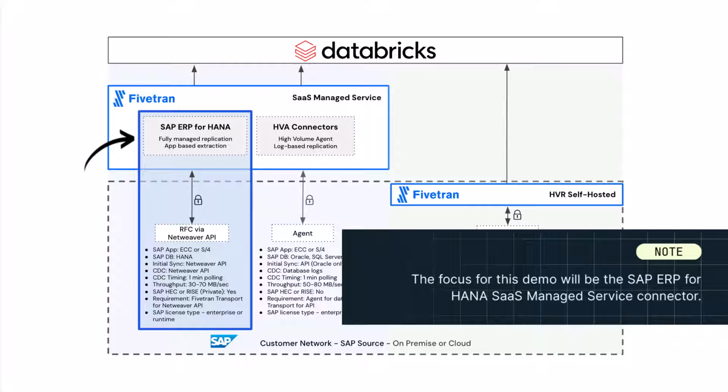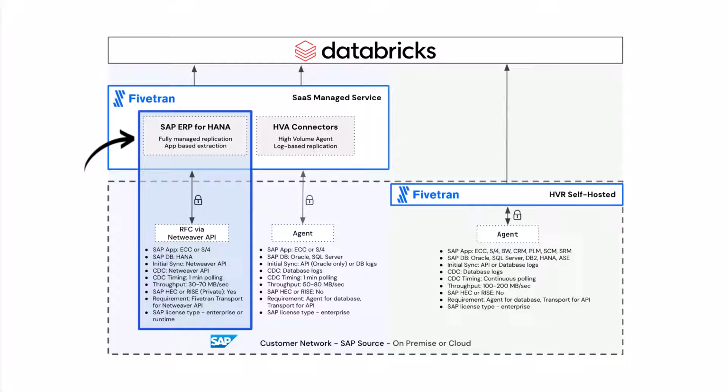Today, we'll focus on the SAP ERP for HANA connector. This connector is fully automated and fully managed by Fivetran. It's also an application-based replication with both the initial sync and CDC that's initiated via a NetWeaver remote function call. It works with SAP HANA Enterprise Cloud as well as RISE Private. You can use any SAP license type, either enterprise or runtime. And as I'll show you, Fivetran's exceptionally fast to set up and configure in just a few minutes.